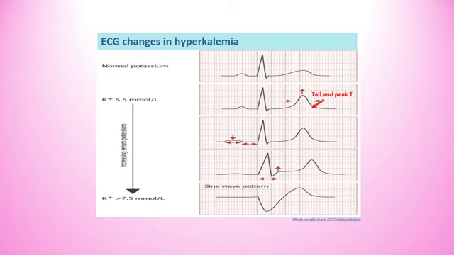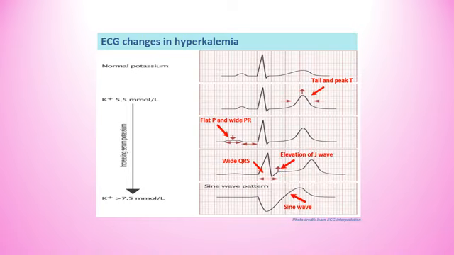The first change is tall and peaked T wave in ECG. Next is the flat P wave with wide PR interval, wide QRS, elevation of J wave, and sine wave pattern. This is an emergency situation.